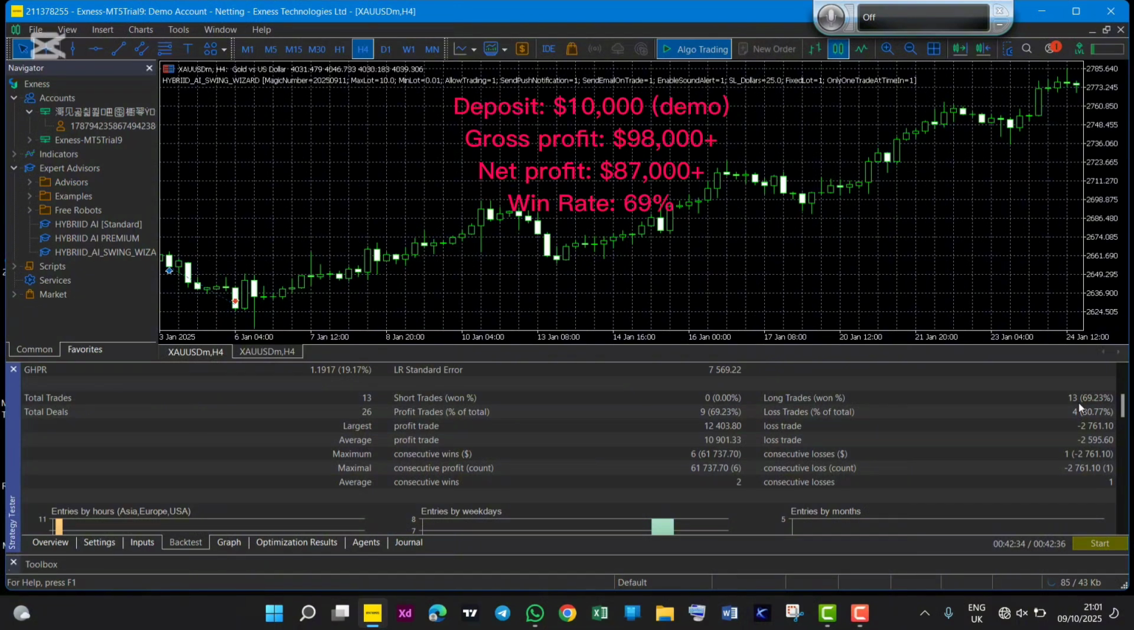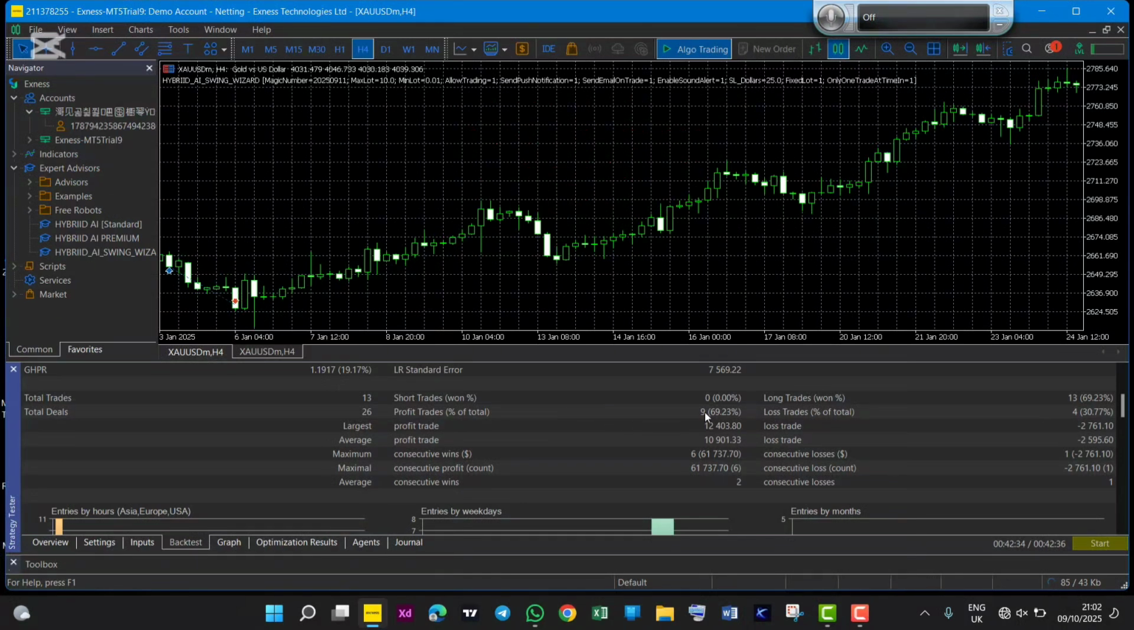69% win rate with 1:5 risk to reward ratio. That's so crazy. That's what makes the robot achieve this extraordinary result, because our risk to reward ratio is quite high, and our win rate here is 69.23%. That is wonderful. So how many trades did we lose? This is our lost trades: 4 out of 13. Look at our profit trades: 9 profitable trades. That's so amazing.